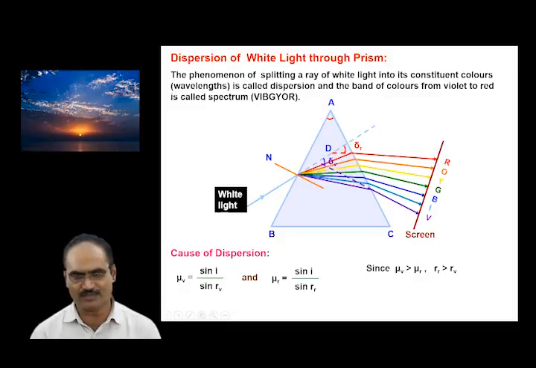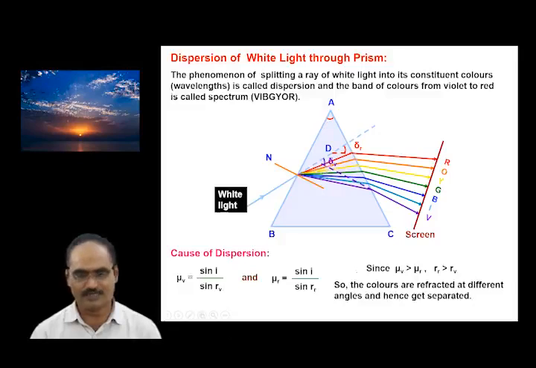the angle of refraction for red color is greater than that for violet color, r_R is greater than r_V. Otherwise also you can see here, angle r_R, the angle of refraction for red color, and the angle of refraction for violet color. You can note it here, right?